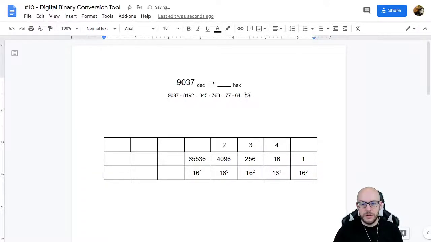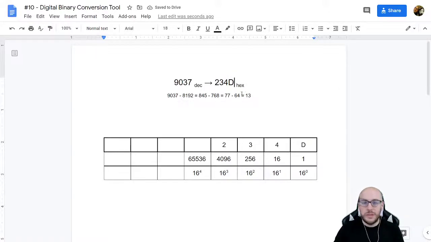I'm going to look across and find the largest number that goes into 13. That is 1. It goes in 13 times. Well, A is 10, B is 11, C is 12, D is 13. So this number represented in hex is 234D.